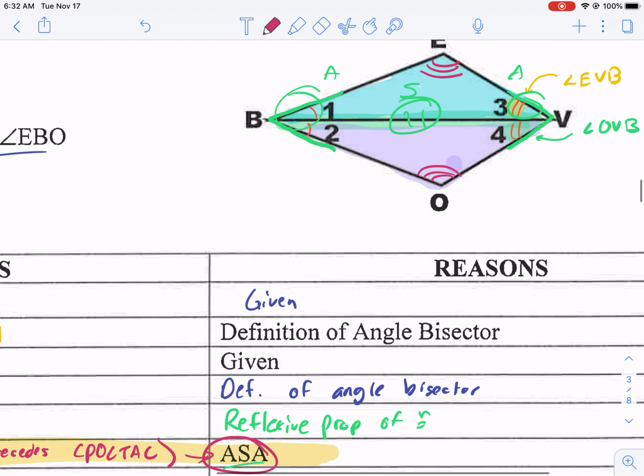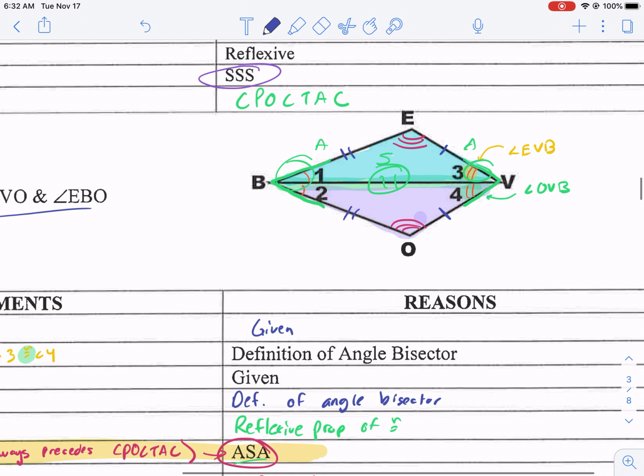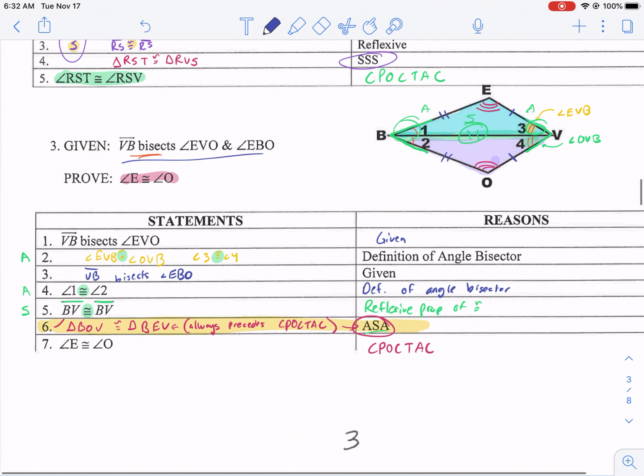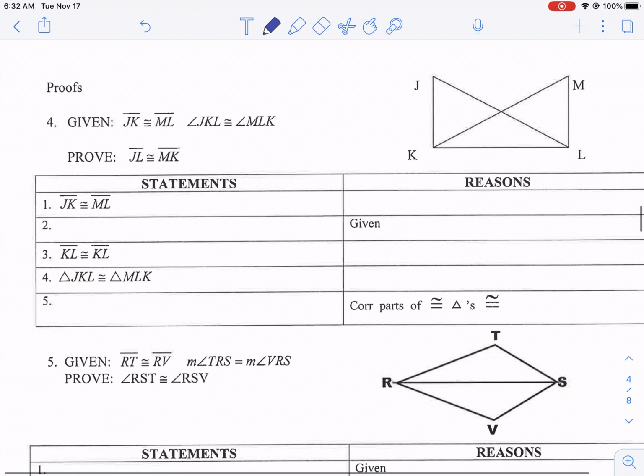For example, we could have said BO is congruent to BE. Why? Because it's CPOCTAC, because corresponding parts of congruent triangles are congruent. We could have said EV is congruent to OV. Why? Because everything about these triangles is congruent, so we can say everything is congruent, angles and sides. Let's move on to number 4.